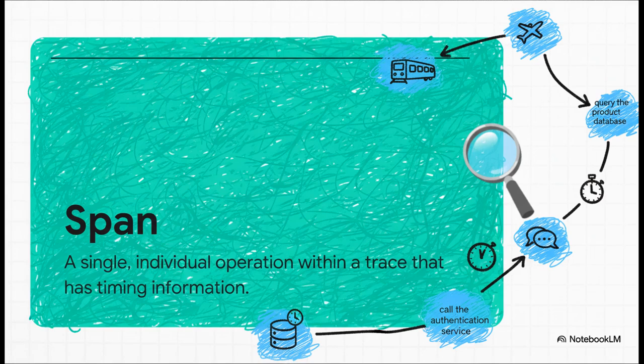Okay, so if the trace is the whole trip itinerary, then a span is like a single leg of that journey. One flight or one train ride. It's a specific timed operation, like calling the authentication service or querying the product database. And each span is packed with vital info, especially how long it took.